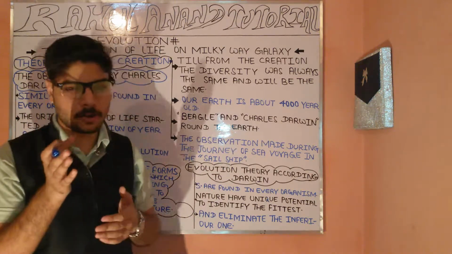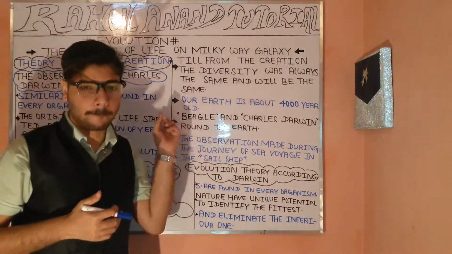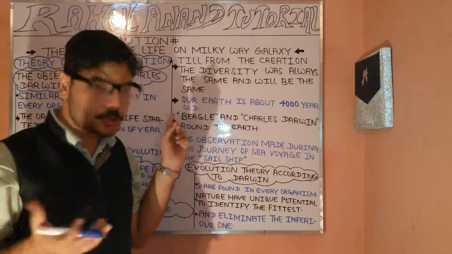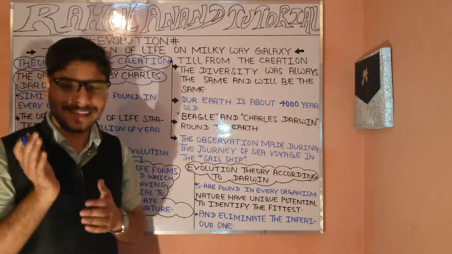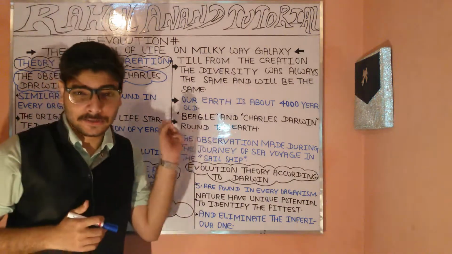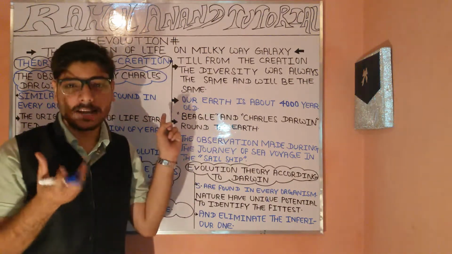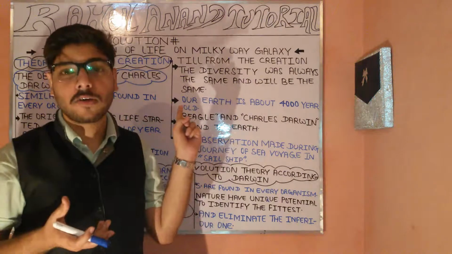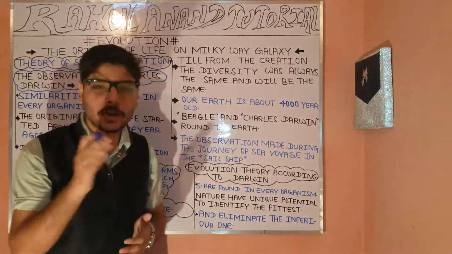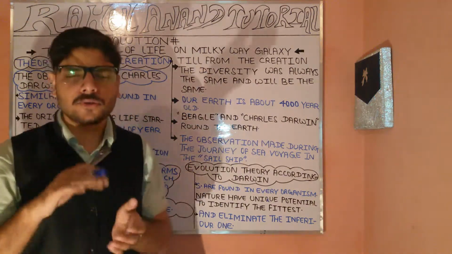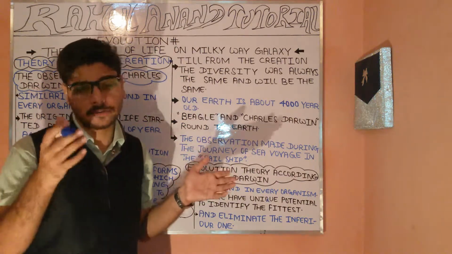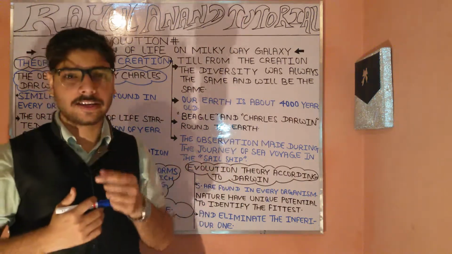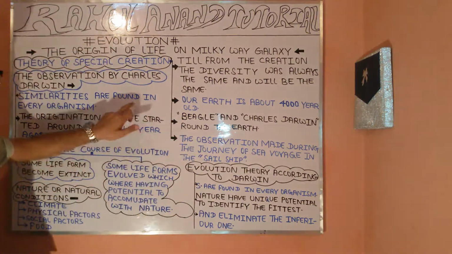Let's understand the observations which were made by Charles Darwin. You could find that similarities are present from one organism to another. Every organism shares some similarities with one another, as you could popularly find on the board here.